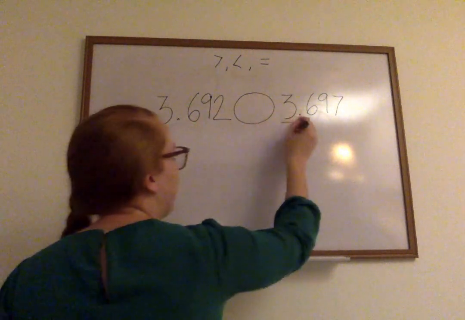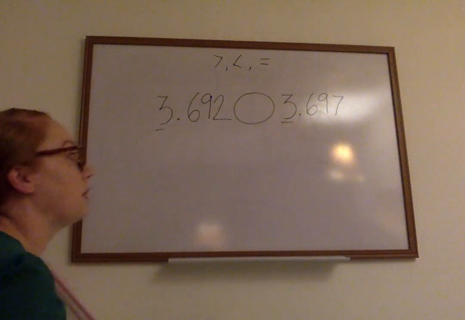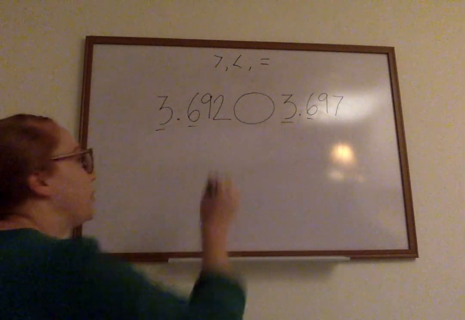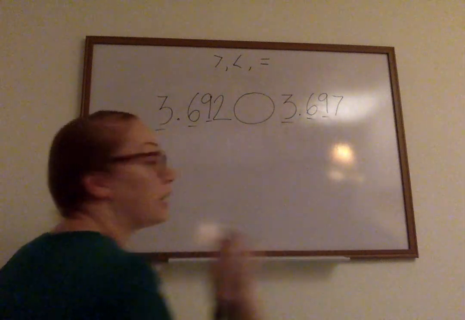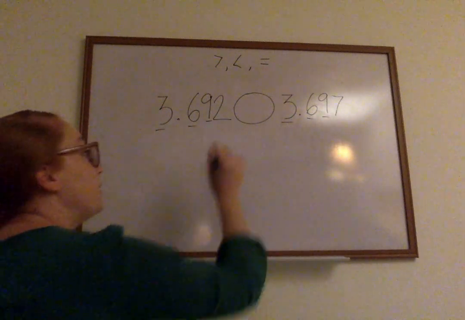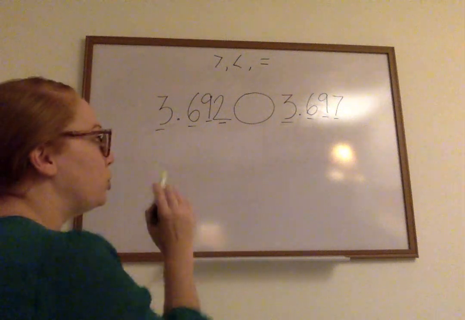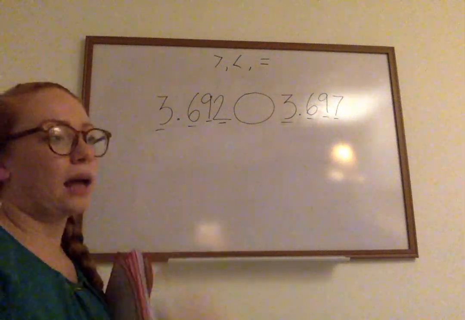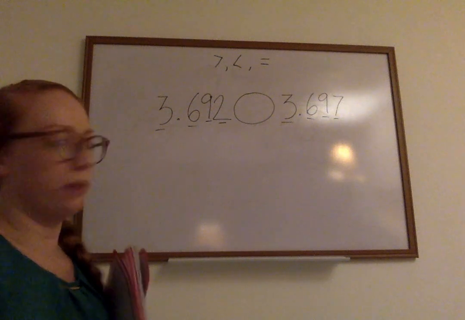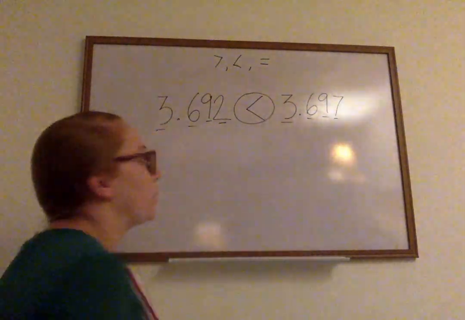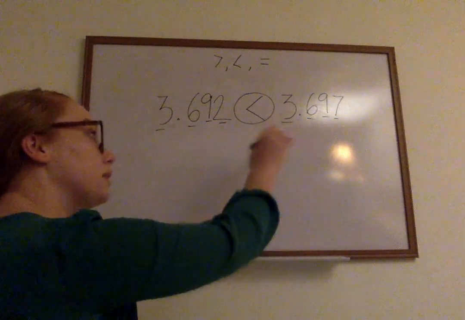I see a 3, I see a 3. I got to keep going, doesn't tell me anything. I see a 6 and a 6, doesn't tell me anything, I got to keep going. A 9 and a 9, still don't know anything, I got to keep going. A 2 and a 7, those are different. Is my 2 or my 7 bigger? My alligator always wants to eat the bigger number. My 7's bigger, so my sign is going to be open to this side.